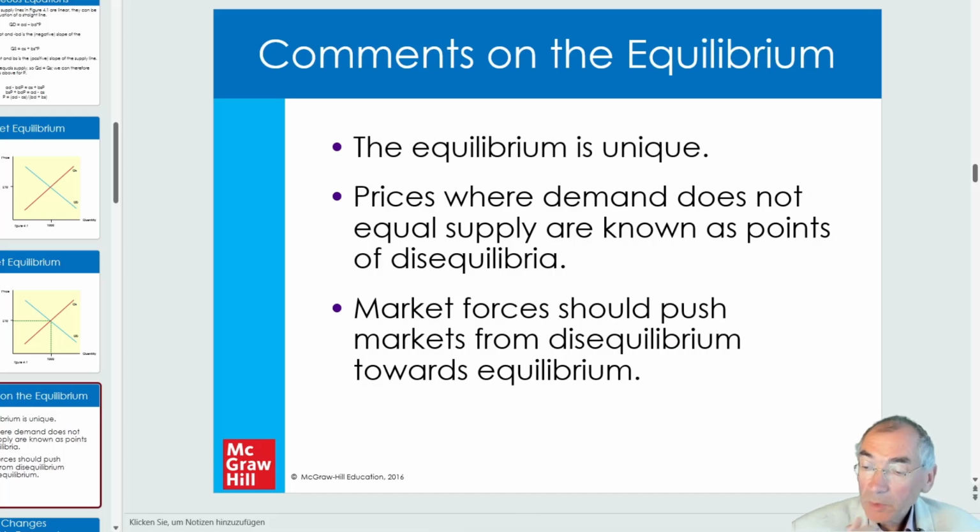Comments on the equilibrium. The equilibrium is unique. This is what we just described. Prices where demand does not equal supply are known as disequilibria. And there is something that says market forces should push markets from disequilibria to equilibria. And that's exactly what we described. If there is a disequilibrium, people are not satisfied, and typically the firms cannot set prices, but they can offer prices and then try what is the reaction of the consumers. And firms are going to try to do this.